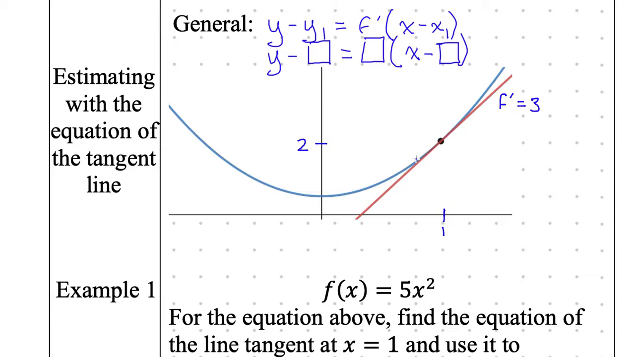So first we need to build our function, and then we can use it to estimate. So let's build our function first. So y minus 2 equals 3 times x minus 1. x minus 1, perfect. So we can now use this line.